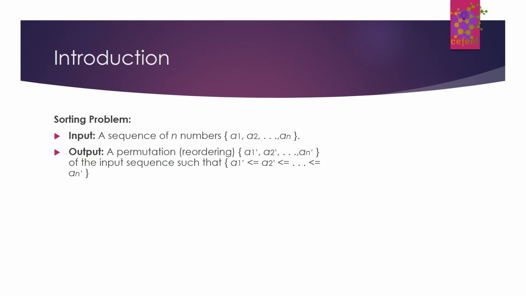When we have an input of n numbers, the output is an ordering of the numbers in such a way that the numbers are in ascending order. Which means once we are able to arrange them into numbers a1', a2', dot dot an', the sequence will be such that a1' is less than a2', a2' is less than a3', and so on, till an-1' is less than an'.